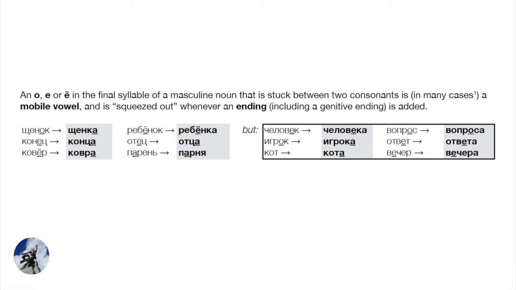Вопрос gives вопроса in the genitive. Ответ gives ответа, right? Вопрос is a question, ответ is an answer. Neither noun has a mobile vowel. And finally, вечер, meaning evening, that gives us вечера, no mobile vowel.